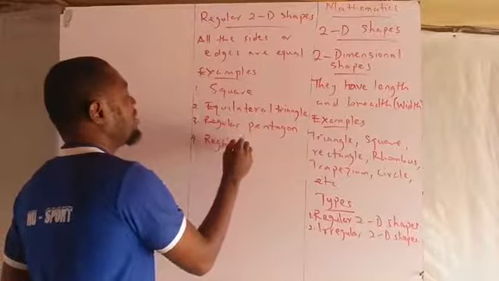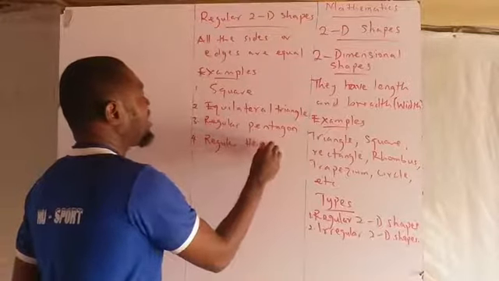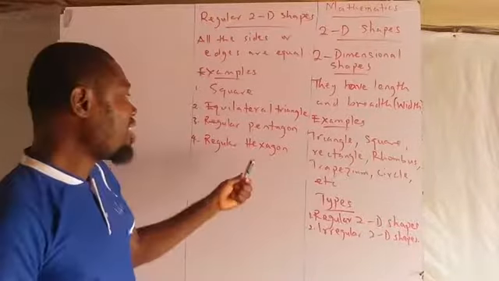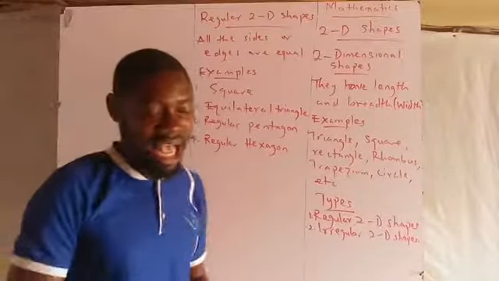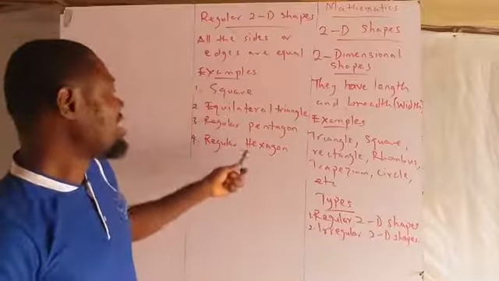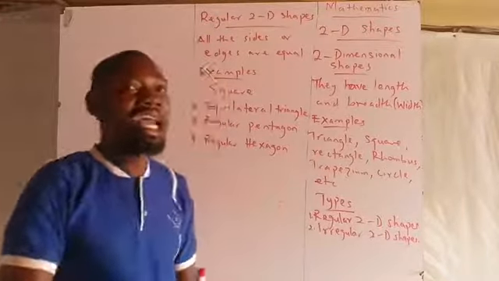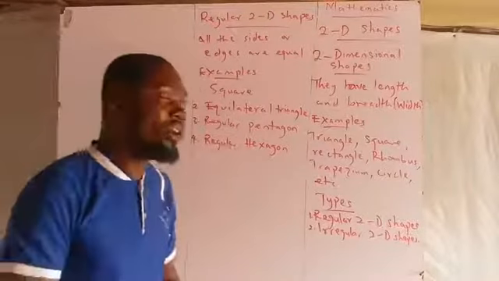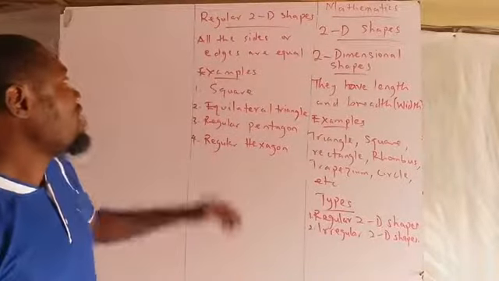We also have regular hexagon. Which means that this hexagon, which is a shape that has 6 sides, all the 6 sides are equal. So these are some of the examples that are regular two-dimensional shapes.